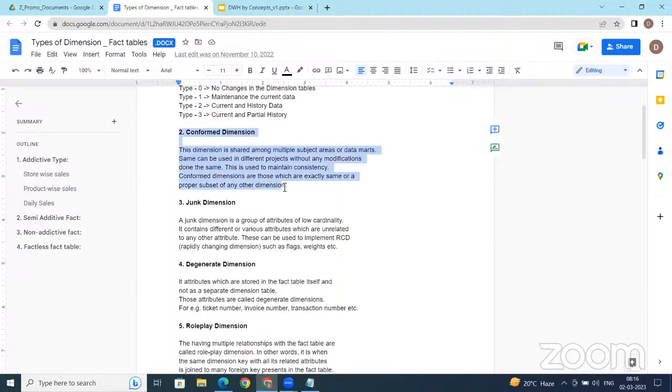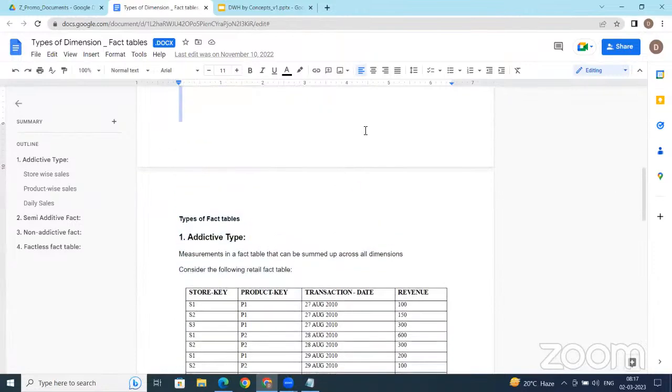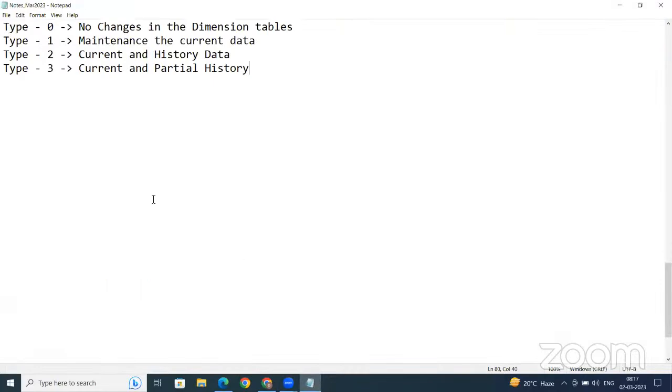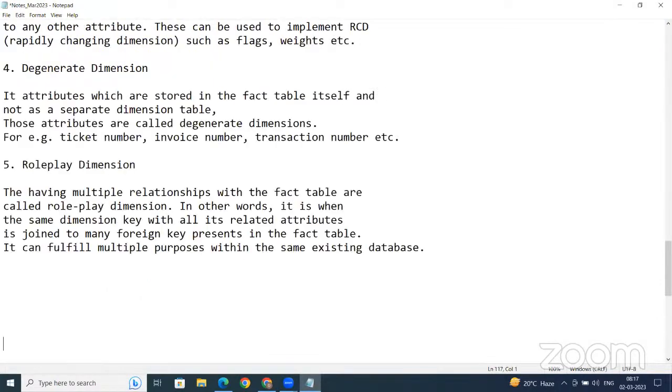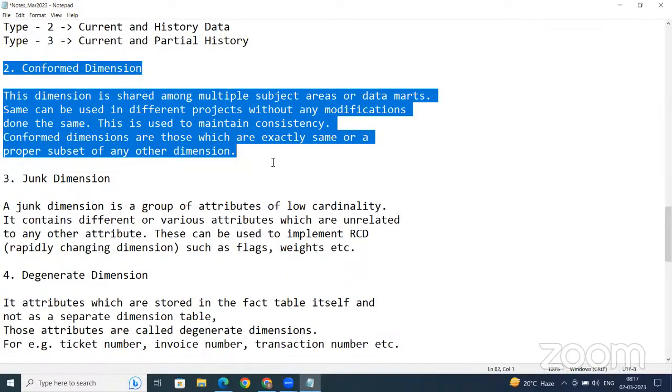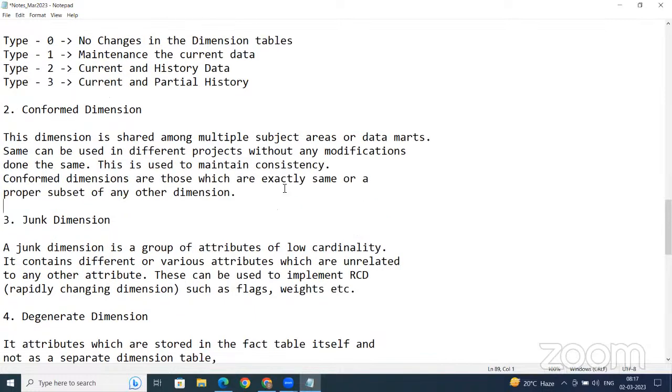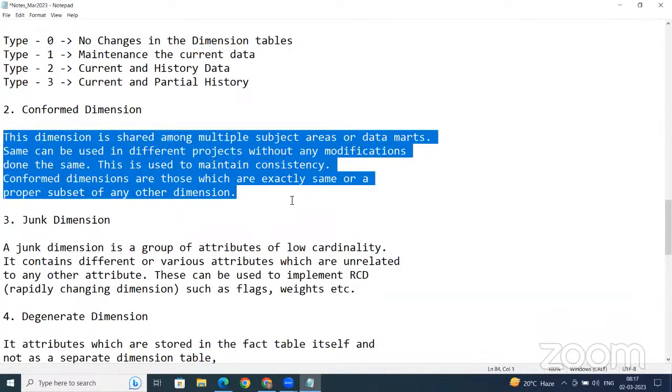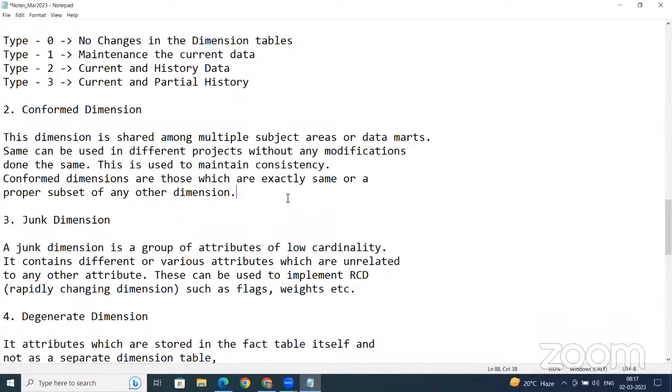Next one is conformed dimensions. So what is meant by conformed dimension, guys? When we use a conformed dimension, it means any dimension table is used across the enterprise level. At enterprise level, multiple applications are using this particular table. So in that scenario, we'll be calling it a conformed dimension.